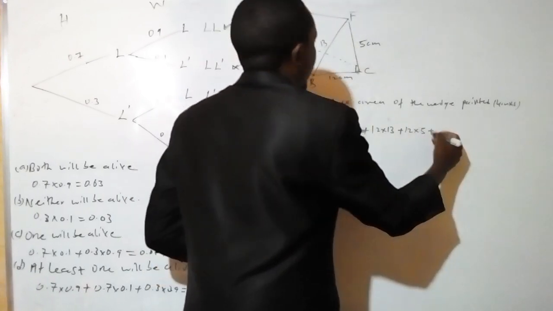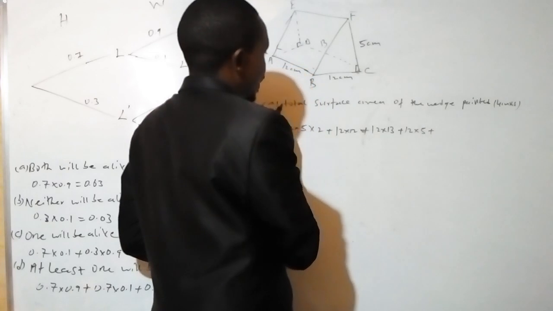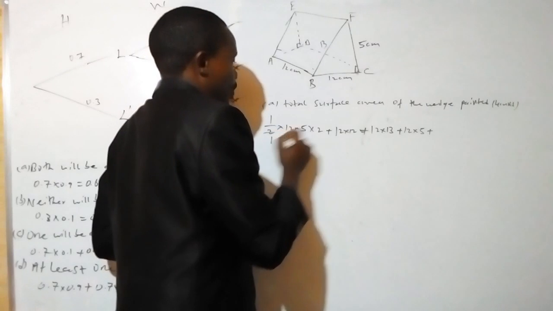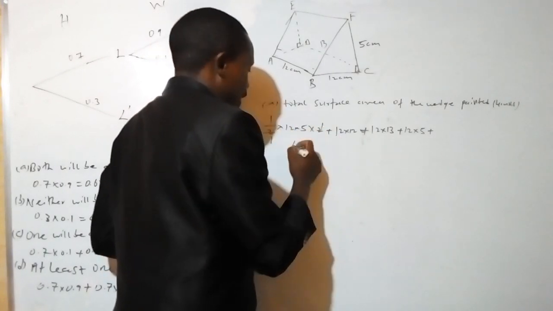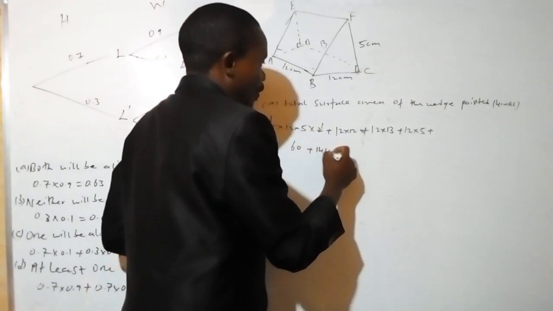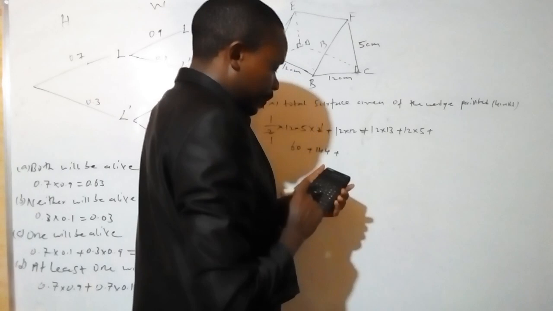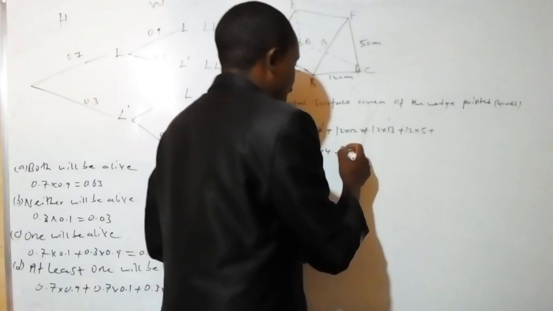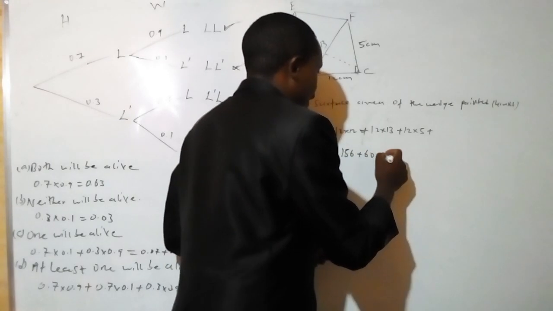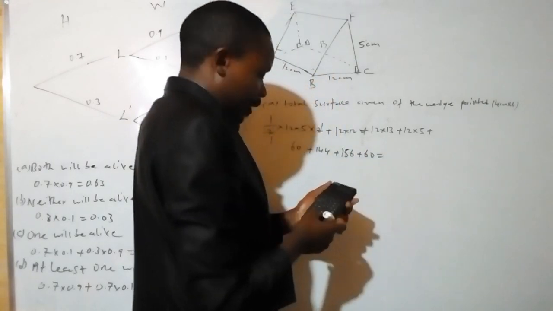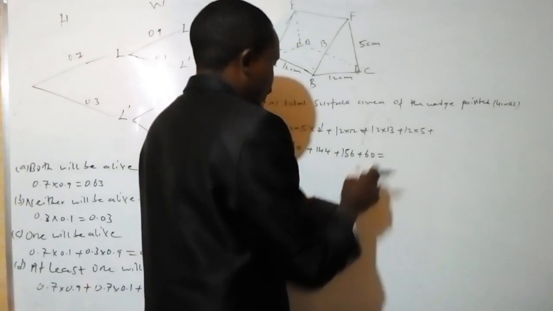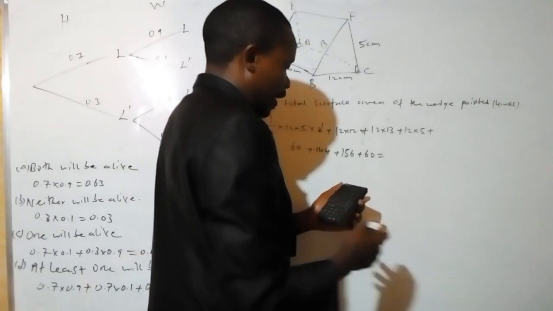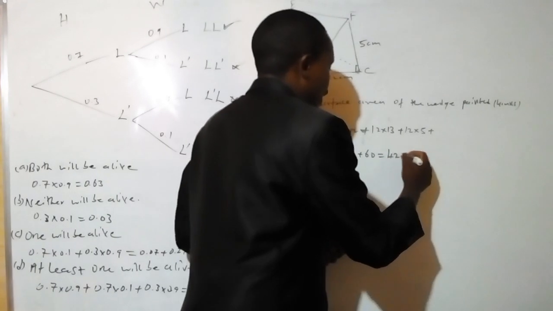The base, have you added the base? Yes, the base, correct. Now the triangles are multiplied by 2. This will be 60 plus 144 plus 12 times 13, which is 156, plus 60. Totaling 60 times 2 plus 144 plus 156, and this is 420 centimeters squared.